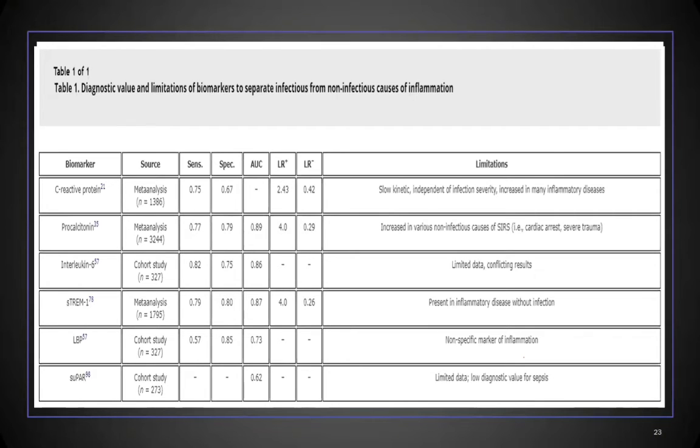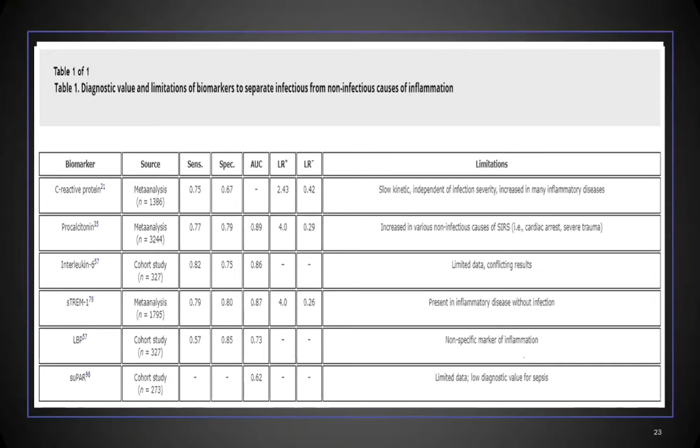Before going into details, let's have a quick review of the diagnostic value and the limitation of these biomarkers. If we see the C-reactive protein, the sensitivity is about 0.75 and specificity is about 0.67. However, the limitation of the C-reactive protein is that it is independent of infection severity. It increases in many other inflammatory diseases also. If you see procalcitonin, it has a better sensitivity and specificity, that is 0.77 and 0.79. However, it also increases in various non-infectious cases, like cardiac arrest and severe trauma.